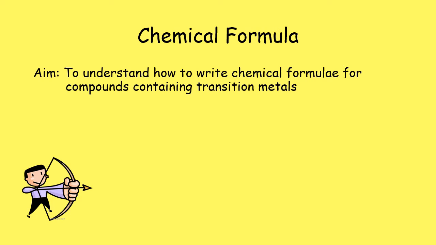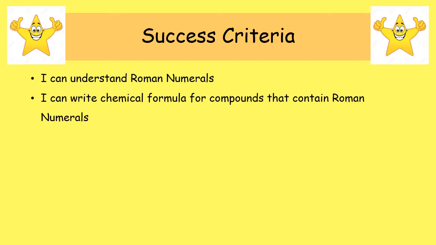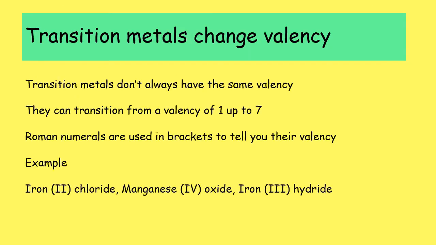So our aim is to understand how to write chemical formula for compounds containing transition metals, because these are the compounds where Roman numerals are used. So in terms of success criteria, we want you to be able to understand Roman numerals up to the number 8 and be able to write chemical formula for compounds that contain Roman numerals.